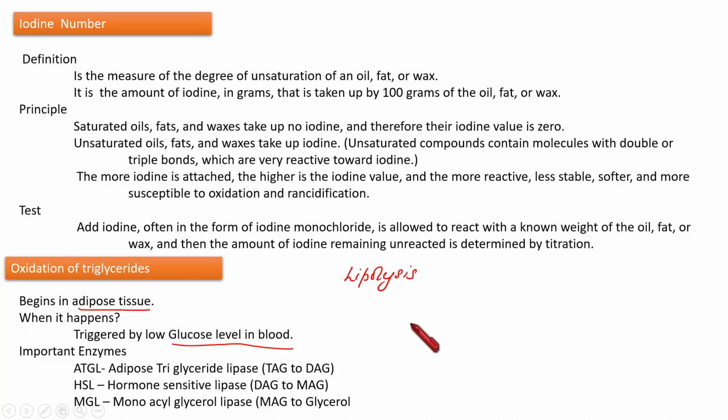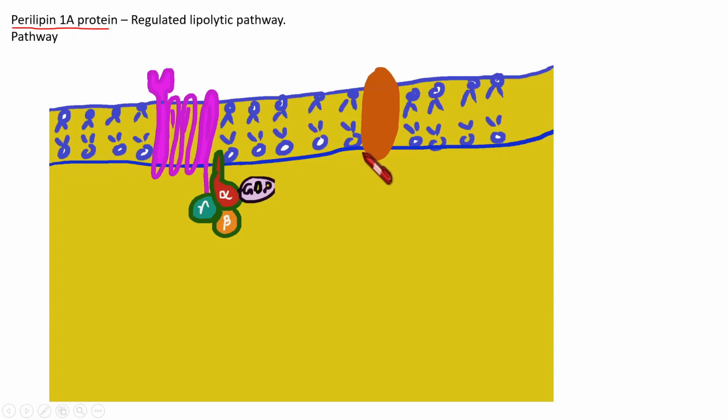Along with that, one regulatory protein is also present. Its name is perilipin 1A. It is a regulatory protein, regulating the lipolytic pathway. So we can go and see the steps in that pathway. So this is an adipose cell in the adipose tissue.